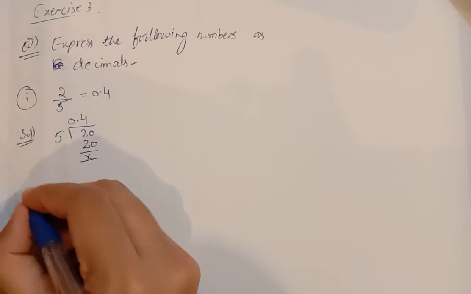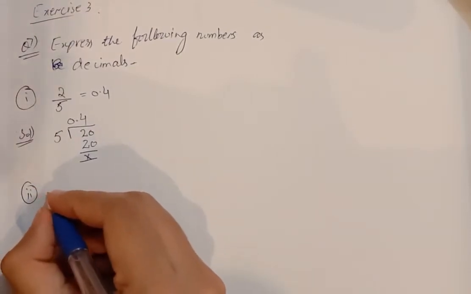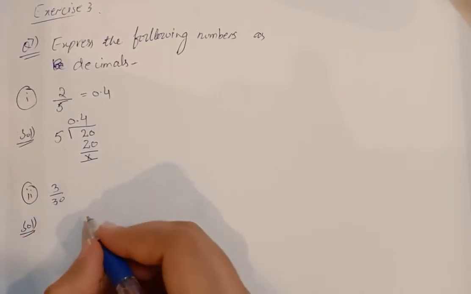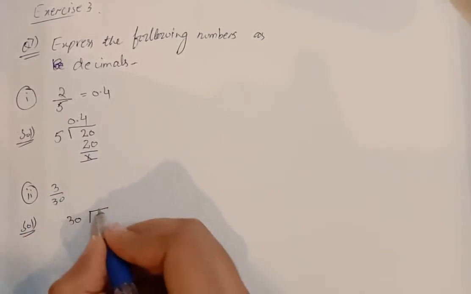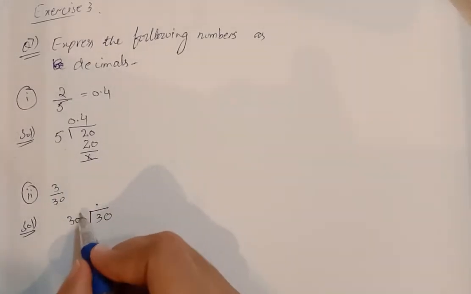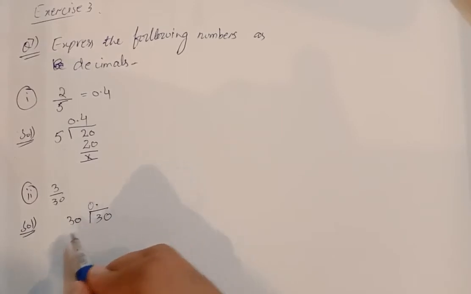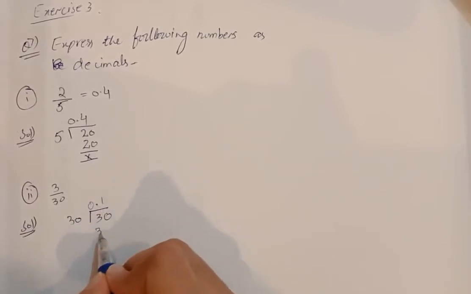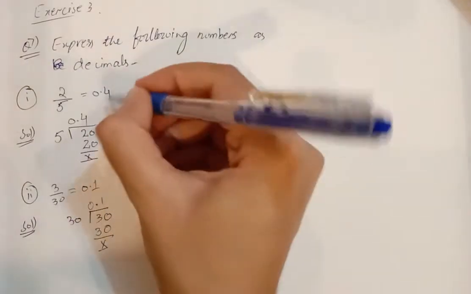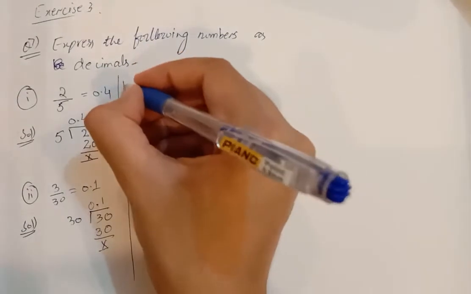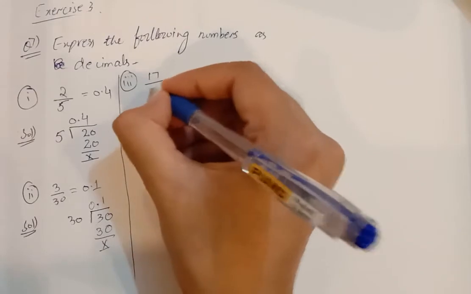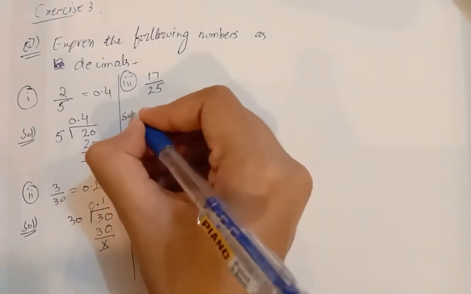Now move towards part number 2, which is 3 by 30. 3 and 30. Again, when we place a point, we place a 0. Before the point there is no value, so we place a 0. 30 ones are 30. So its answer is 0.1. I hope that you all are in class 7 and you know how to divide different values and make them in decimal form.